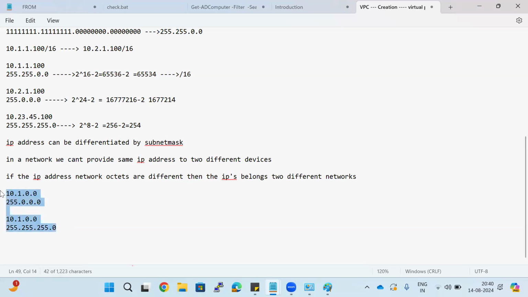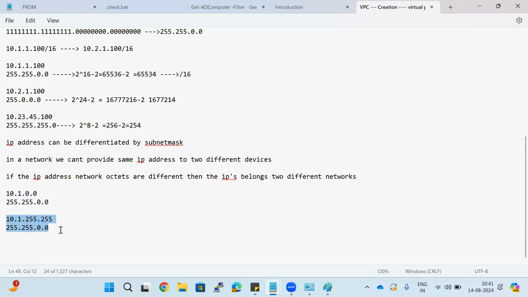So the final question for you, 10.1.0.0 and 255.255.0.0. What is this called? This is called a network ID, right? So 10.1.255.255, 10.255.255.255. You see the subnet mask 255.0.0.0. So this is called a broadcast ID. So this is called the network ID and this is called the broadcast ID.